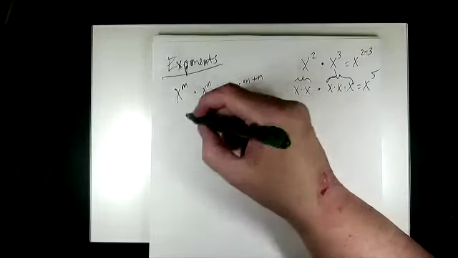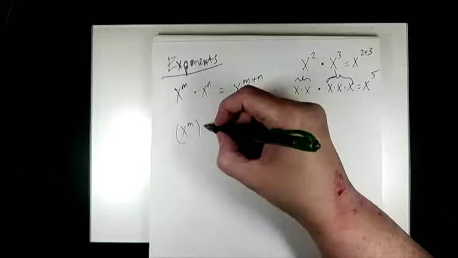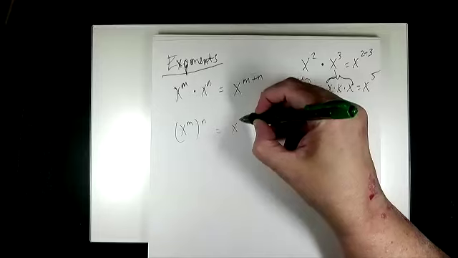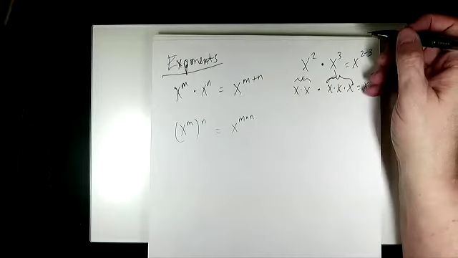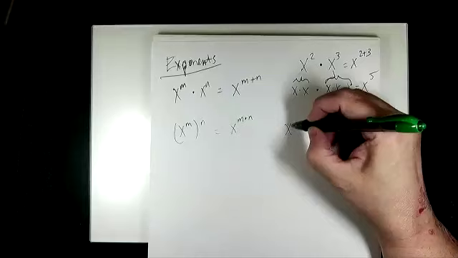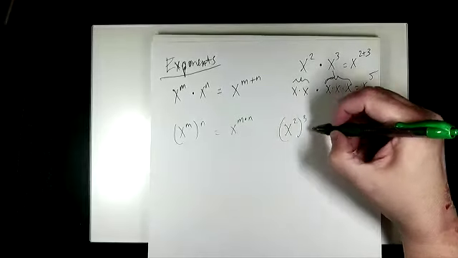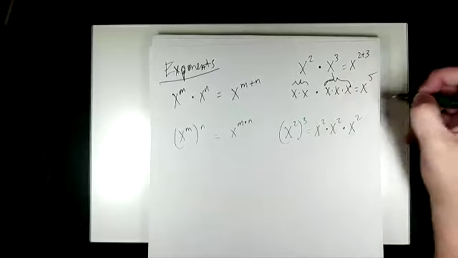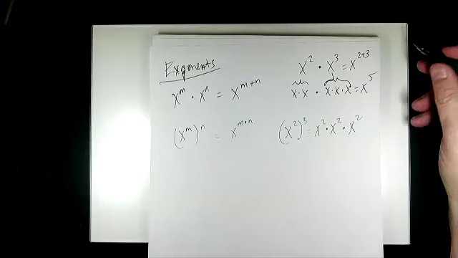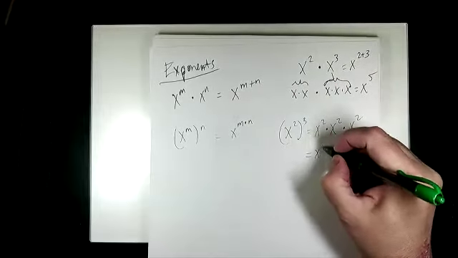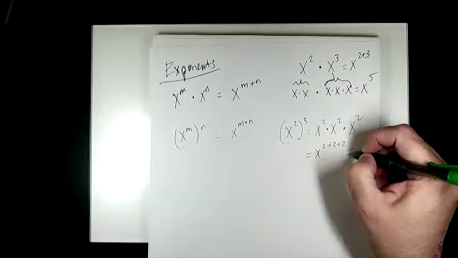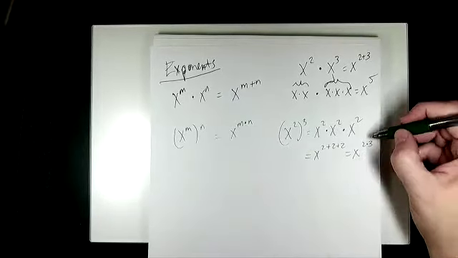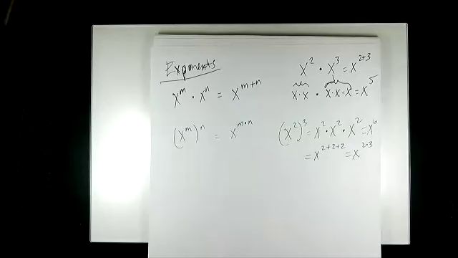We also have x to the m raised to the nth power. This gives us x to the m times n. An example here would be x squared cubed. This is x squared times x squared times x squared. That's what the cube part does. Using our previous rule, 2 plus 2 plus 2 is the same as 2 times 3, and we end up with x to the 6th.